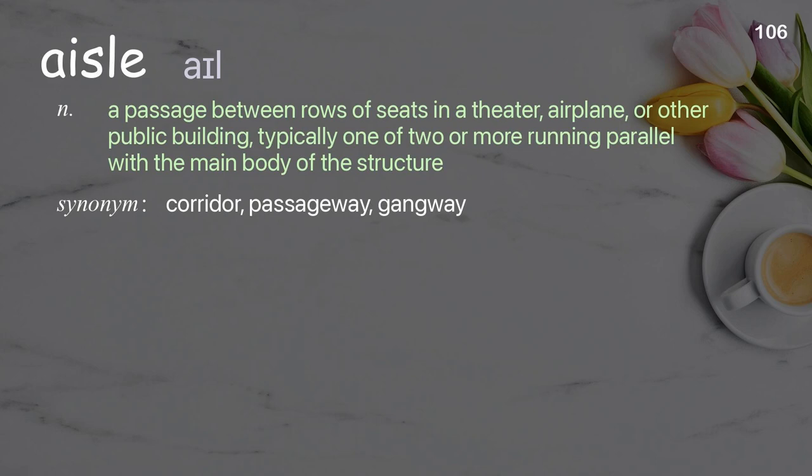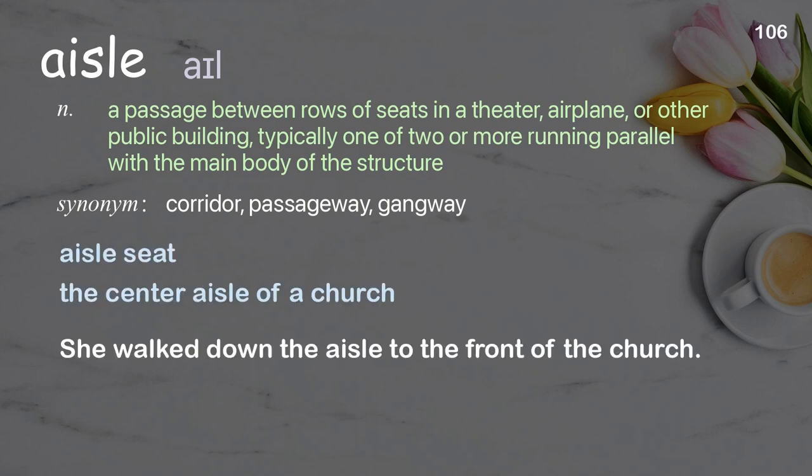Aisle. A passage between rows of seats in a theater, airplane, or other public building, typically one of two or more running parallel with the main body of the structure. Examples: aisle seat, the center aisle of a church. She walked down the aisle to the front of the church.